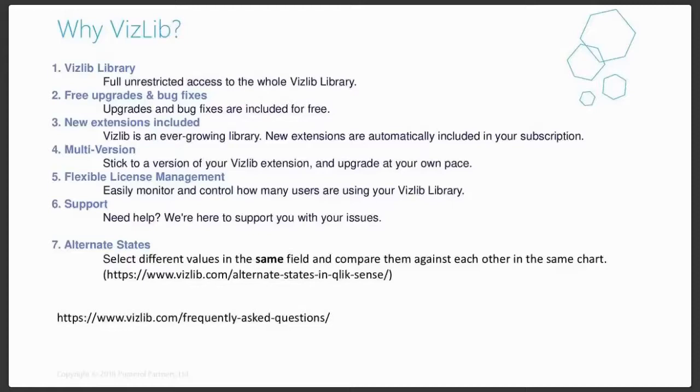Basically, Vizlib has started implementing alternate states across all of their extensions. Alternate states is something that you could implement using the APIs, but it wasn't necessarily user-friendly. It wasn't something that was easy to do for the average user. So what they've done is they've exposed that API through all of their extensions, and then you can carry over those alternate states across a wide range of visualizations in your application.